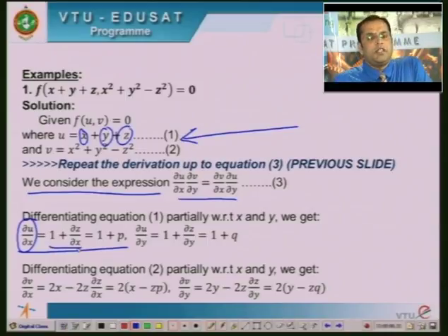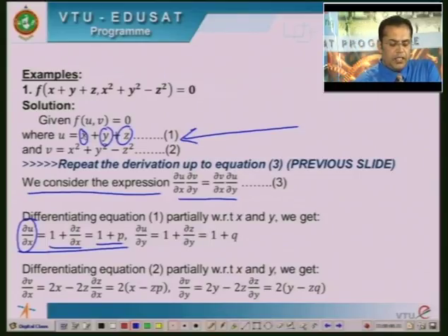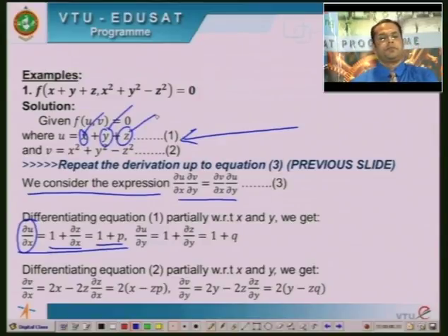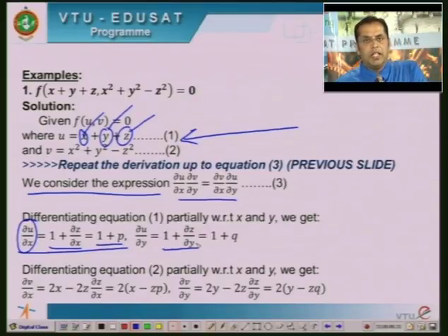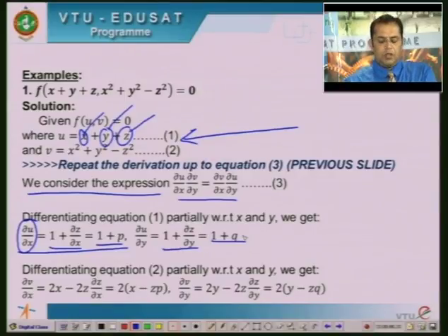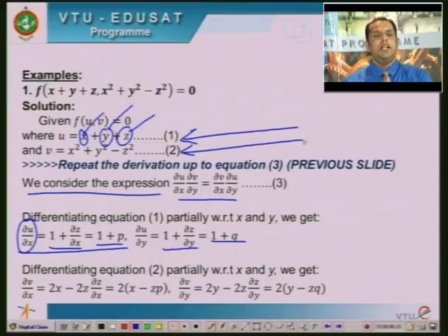So, I get 1 plus 0 plus dou z by dou x, which is equivalent to 1 plus p. Then, when you differentiate with respect to y, x is 0, y is 1, z is dou z by dou y, which gives dou u by dou y equal to 0 plus 1 plus dou z by dou y, which is 1 plus dou z by dou y, also equal to 1 plus q. Now, go to the expression in equation 2 and differentiate partially with respect to x and y.